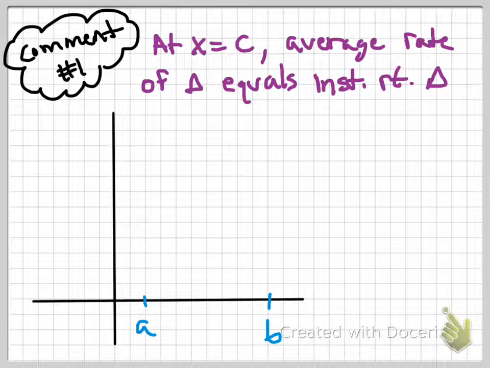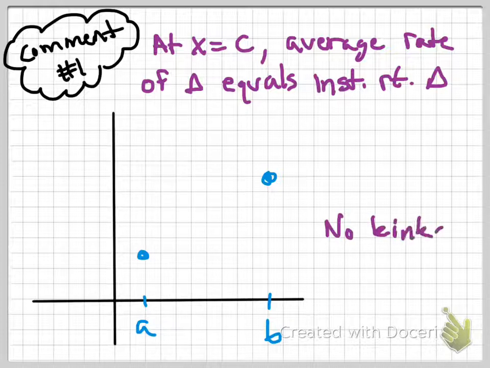Comment number 1 is this. At x equals c, this means the average rate of change equals the instantaneous rate of change. And what I've done is I've made a graph down here, and I'm going to show you what this theorem says. The theorem says that if you have a point at A and some point at B, there are 2 things the function has to be. It has to be continuous and differentiable. So there's no kinks, there's no holes, no asymptotes.